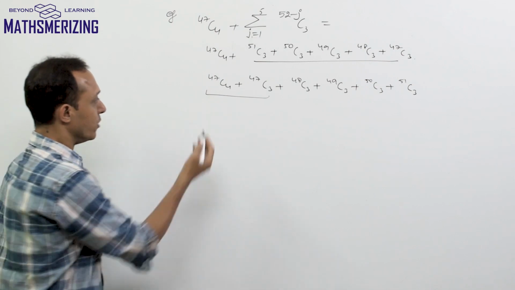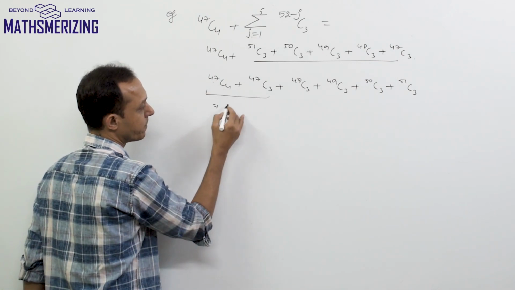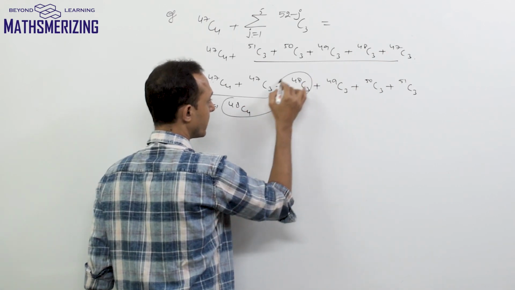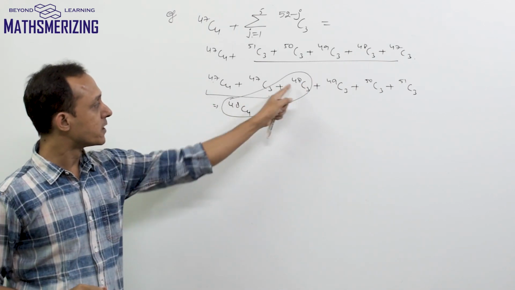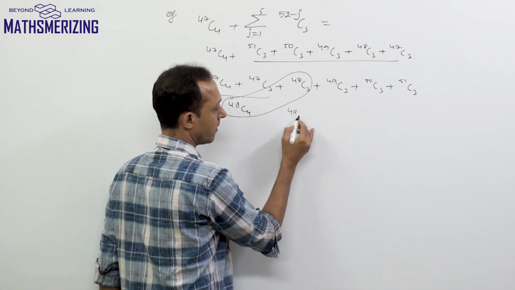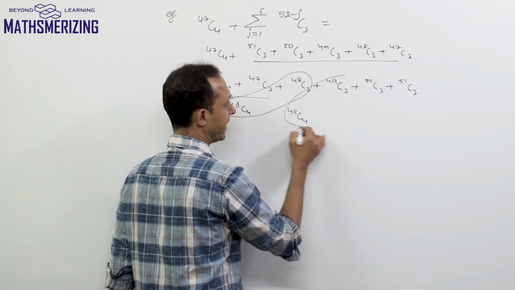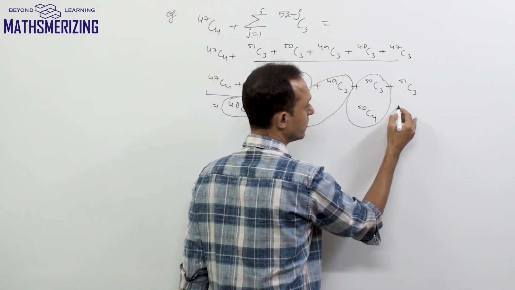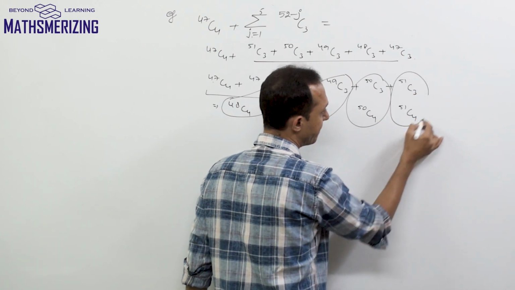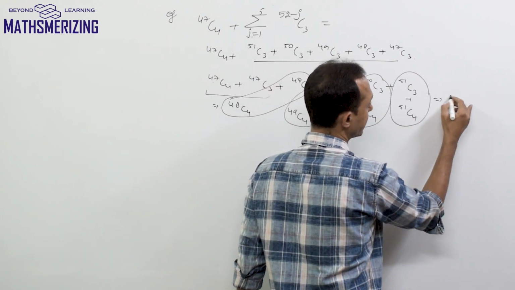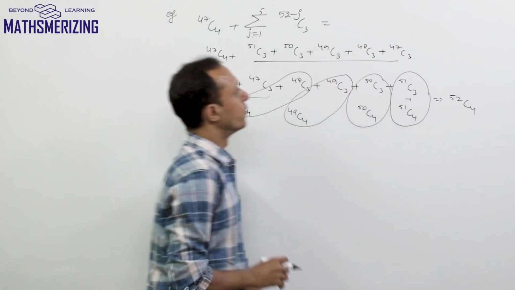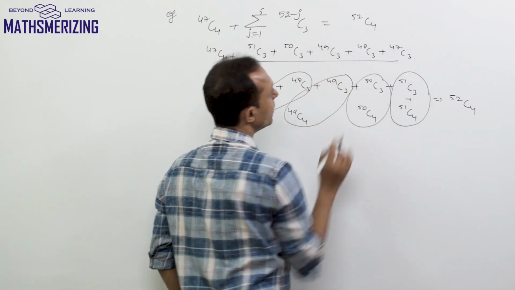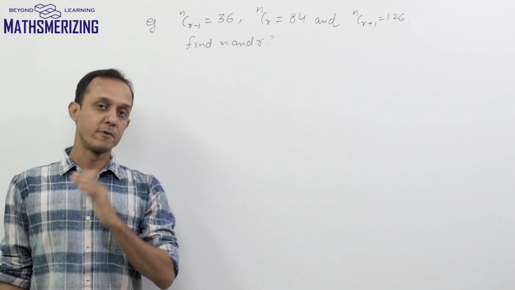So using the property, it is n plus 1, so it is 48C4. Now if I take these two together, here again n is the same, r differs by 1, so I'll get 49C4. Taking these two together, adding them, 50C4, adding these two, 51C4, and finally if I add them, I'll get my answer, and it will be 52C4. So the answer to this series will simply be 52C4. Now let us take up an example.